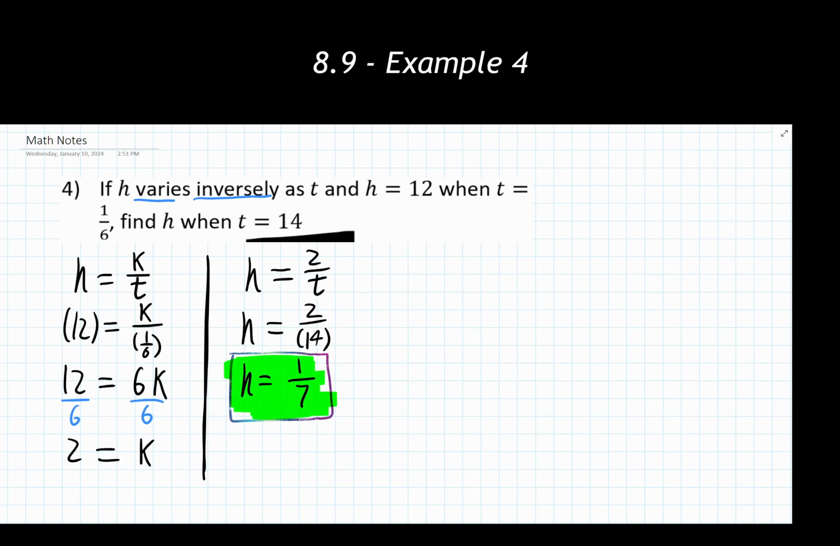There's nothing wrong with getting a fraction answer at the very end, and sometimes that does happen. Make sure when you're doing this that you are going to leave your final answer as a fully reduced fraction like we did here. But otherwise, we're good to go.